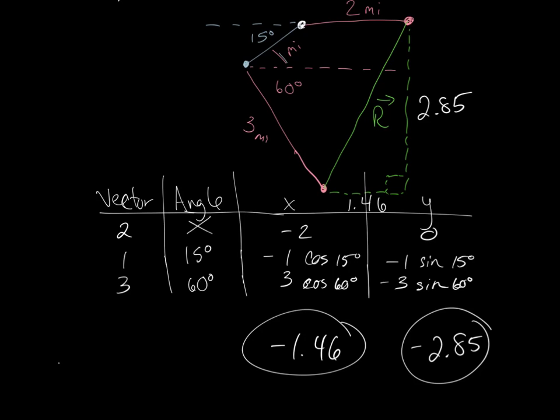Sorry, what would be negative? It would be negative 1.46. Again, though, it's Pythagorean theorem, so the negative doesn't matter. You're squaring it, right? So why bother? You don't have to put the negative in. So I do 1.46 squared plus 2.85 squared equals r squared.